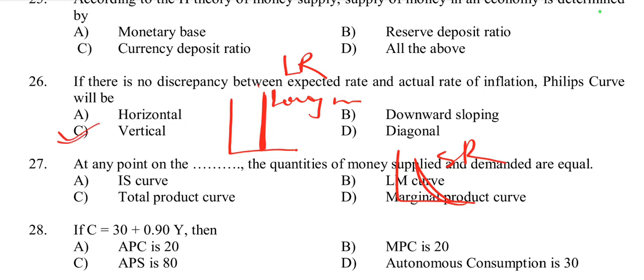So option C is right here, because in this case there is no trade-off between inflation and unemployment in the long run. Here there is no trade-off or relation between inflation and unemployment. So the shape of the Phillips curve is vertical in the long run.